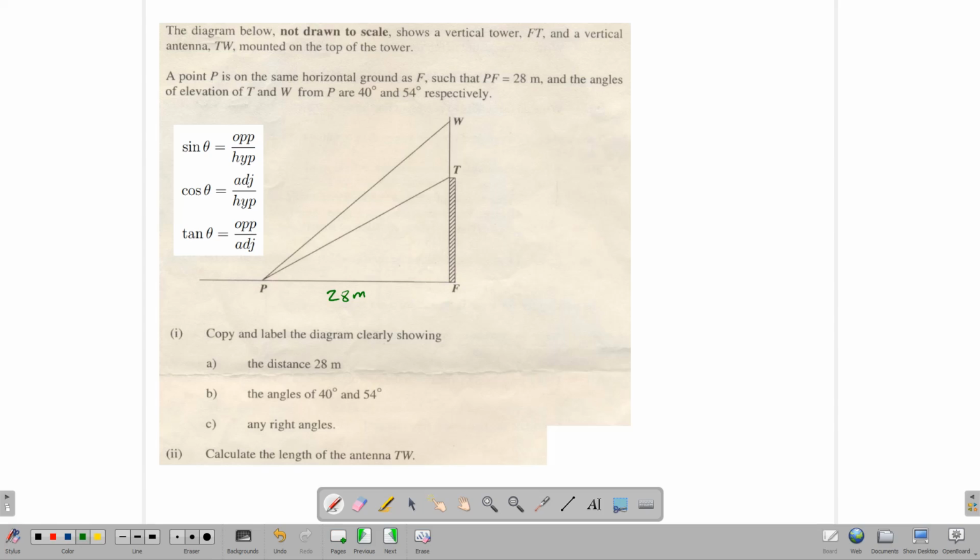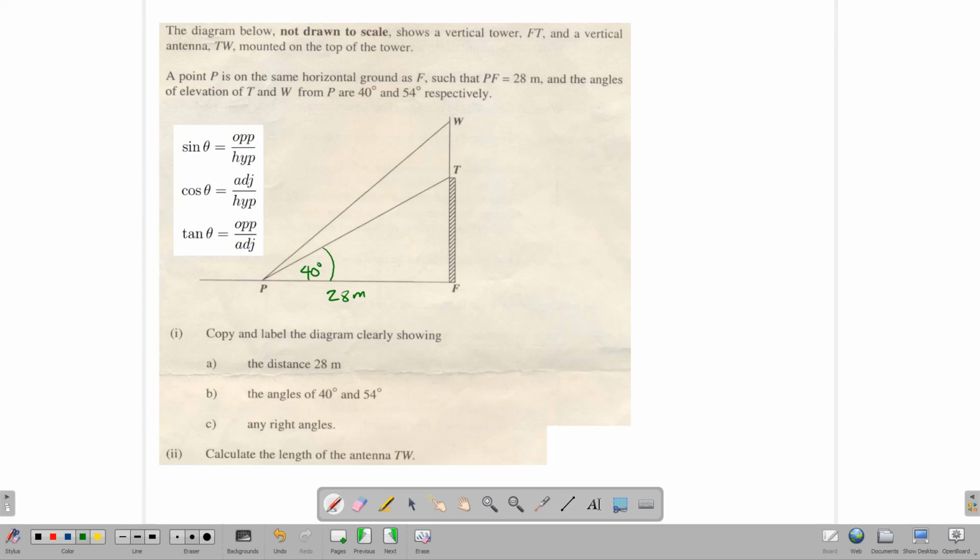and the angles of elevation of T and W, that's these, from P are 40 and 54. So again, using the same idea that if you go closer to the base of the tower, then the angle of elevation gets bigger, and you go further away, it's smaller. So we're going to start off by using this one as the smaller of the two angles. So this is 40.